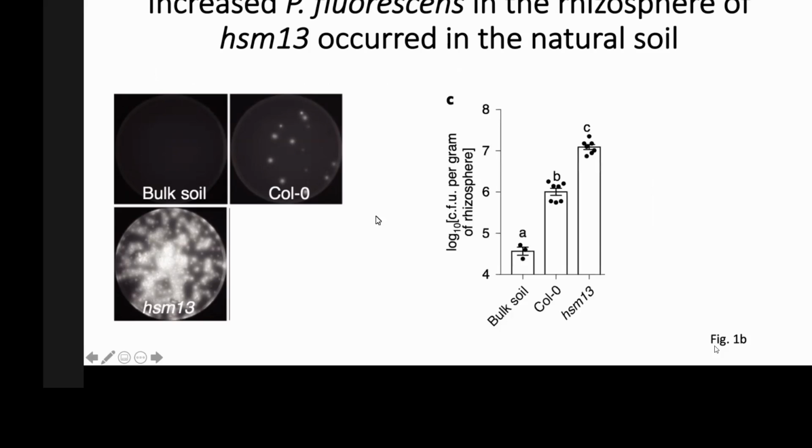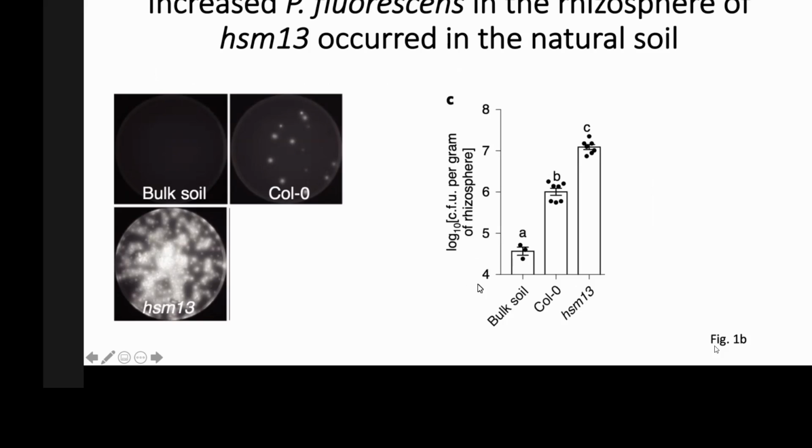So they're looking for Pseudomonas fluorescens. In the bulk soil, we saw not very much Pseudomonas fluorescens. For the wild type, we see some. But then for the HSM13, we see this significant increase. I think they mentioned that it was enriched more than tenfold in the mutant as compared to wild type, right? And really, this is mirroring what they saw in their screen in their gnotobiotic system, that you're able to get an enrichment in a complex soil environment.